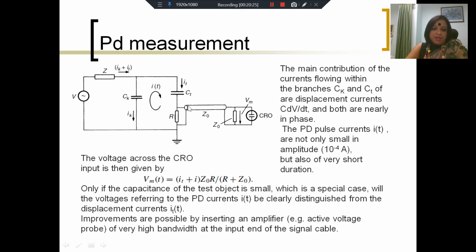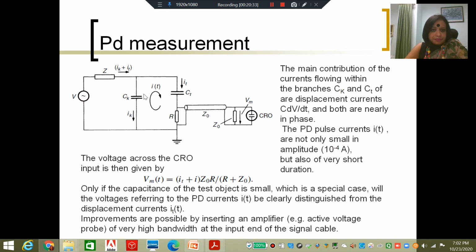So then we come to PD measurement. This is a standard electrical circuit for PD measurement. You have the test voltage, which is an AC voltage. You have the impedance, which I've already talked about. You have the coupling capacitor. You have the test specimen here. This CT includes the capacitance of the void and of the entire dielectric material in which it is placed. And then you have a resistor in series with CT. From across the resistance, you take a signal which is read on a CRO.